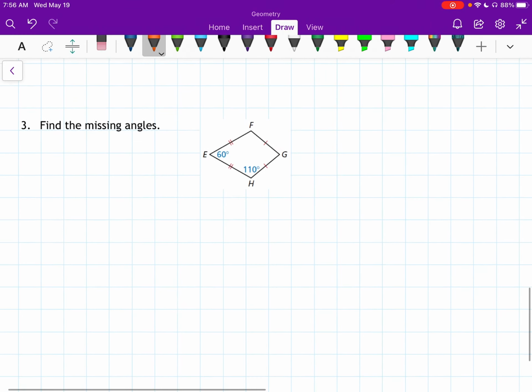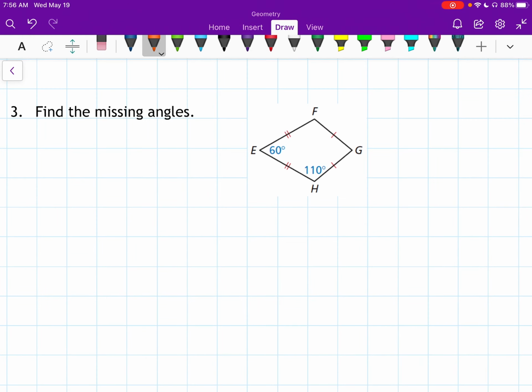Number 3, find the missing angles. And this is a kite, right? Because it has the congruent sides that are next to each other. This guy and that guy are going to be equal. So I can really quickly say, well, measure of angle F is 110.